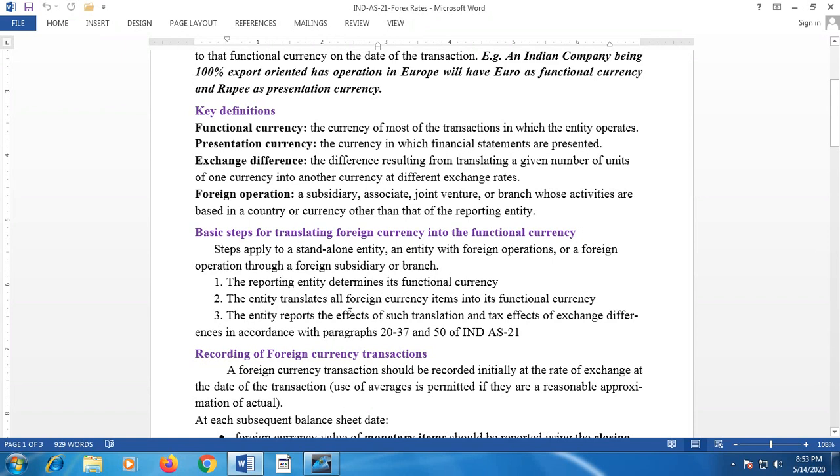The entity translates all foreign currency items into its functional currency. That means in case there are different transactions in different currencies, then the transactions are to be translated into the selected functional currency. Then the entity reports the effects of such translation and tax effects of exchange differences in accordance with paragraphs 20 to 37 and 50 of Ind AS 21.